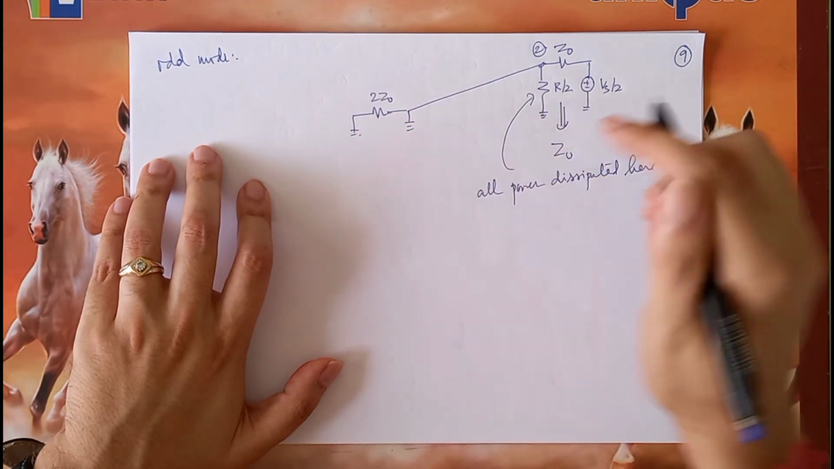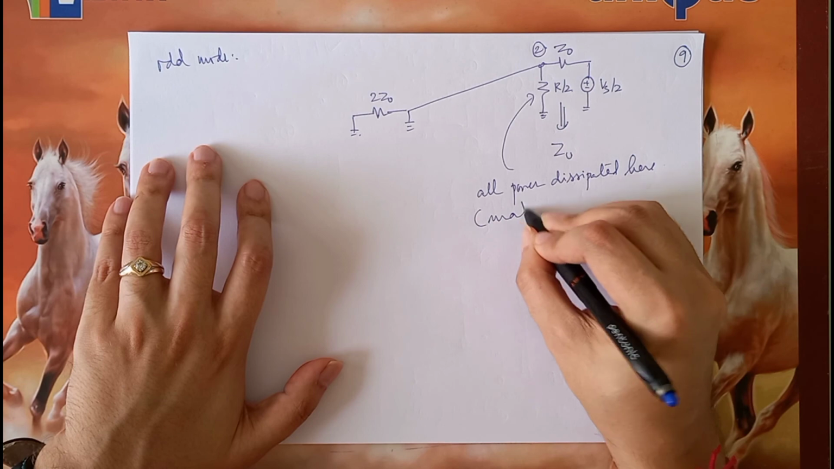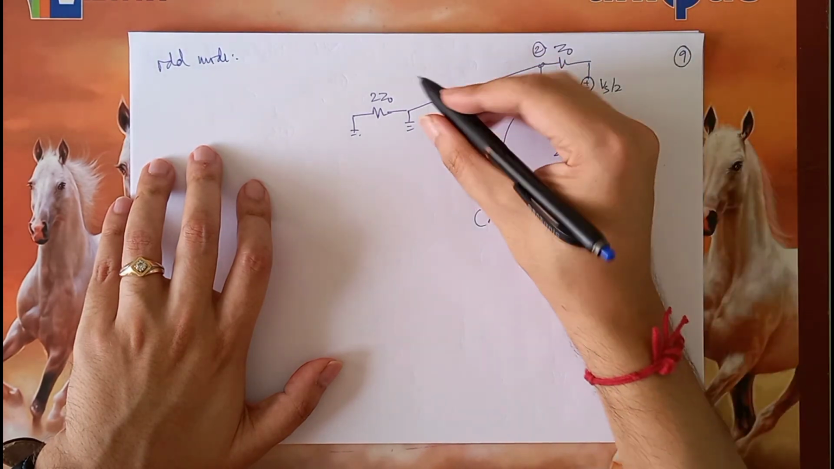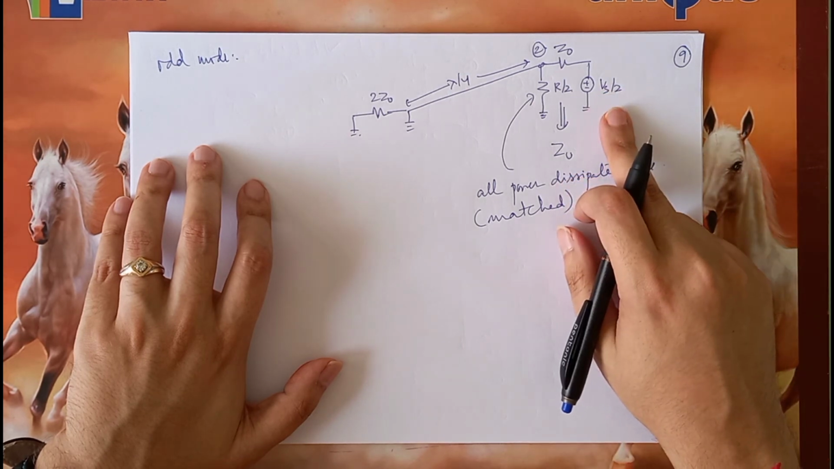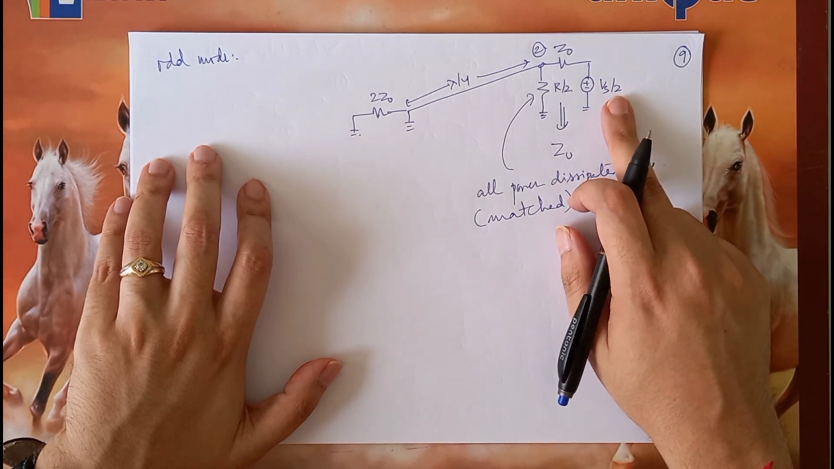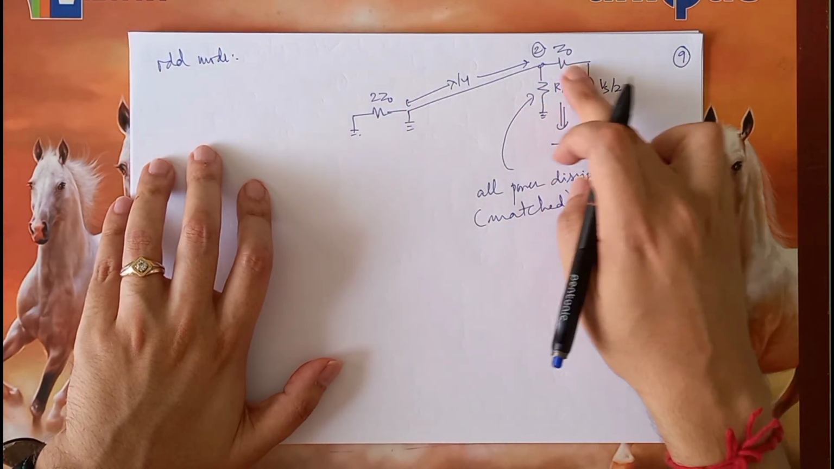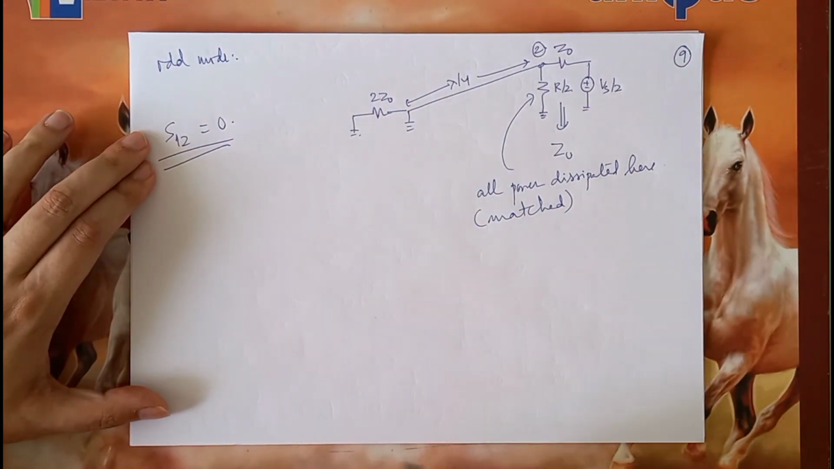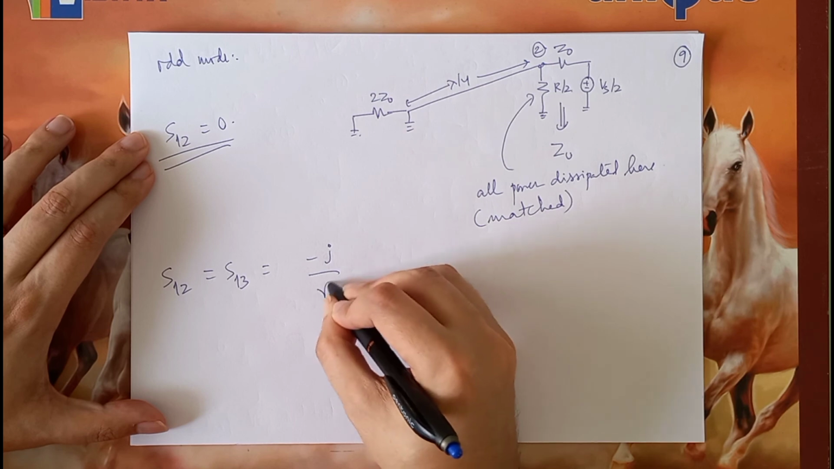Nothing will go here because of the match load. Sorry, because of the short circuit. And because R by 2 is equal to Z0, it is matched. So there is no question of any power going anywhere else, because this short circuit looks like an open circuit over here because of the lambda by 4. So that means in the odd mode, when there is an input at port 2, no power reaches port 1 and obviously no power reaches port 3. All the power is dissipated over here. So in this case, S12 is 0. So that means combining even and odd modes, I can say that S12 is equal to S13 and that is equal to minus J by root 2.